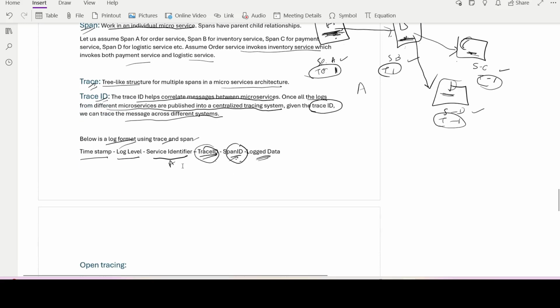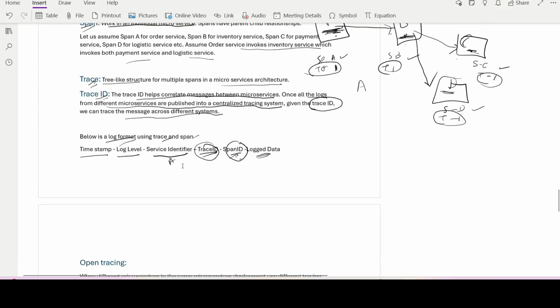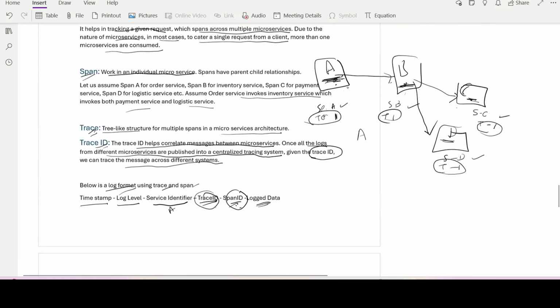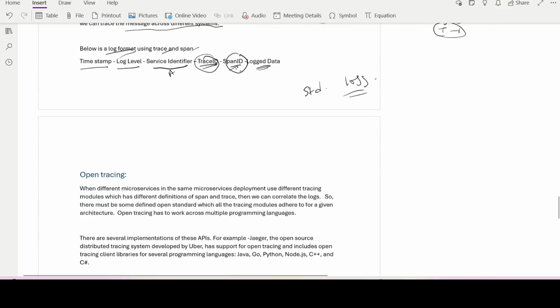Now there is another concept I want to talk about. What if the format of this trace is different from this trace and this trace? It may be difficult to analyze the data. It may be difficult to find out how the trace is happening. So there is a need for all these microservices to adhere to some standard of logging, so that it is easy to analyze across different microservices.